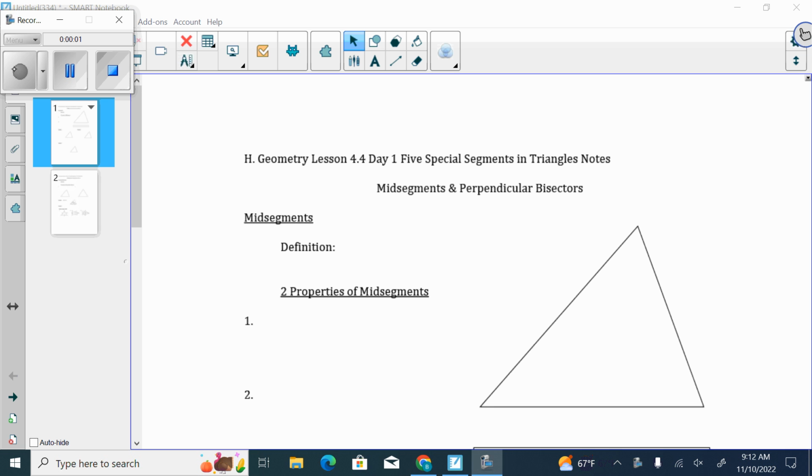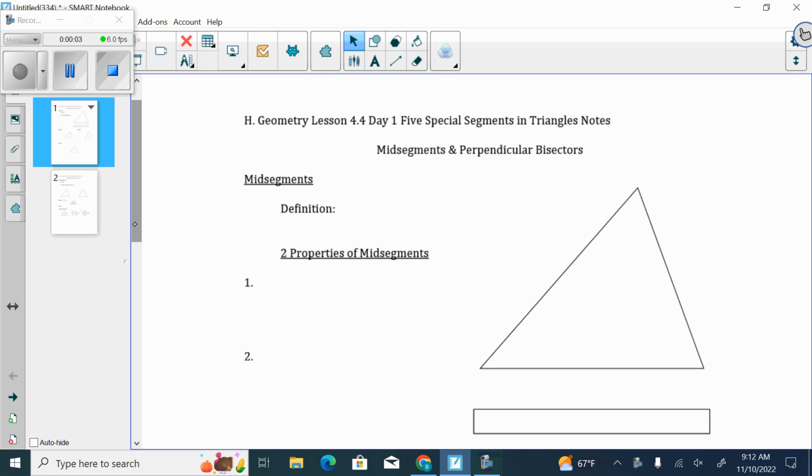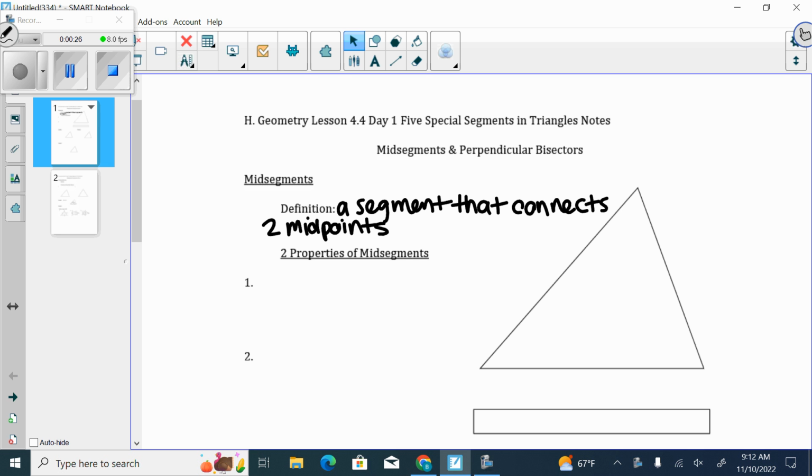Going to define what a midsegment is. So our definition of a midsegment is a segment that connects two midpoints. Okay, and we know what a midpoint is, right? A midpoint is some point in the middle of a segment. It splits the segment right in half.